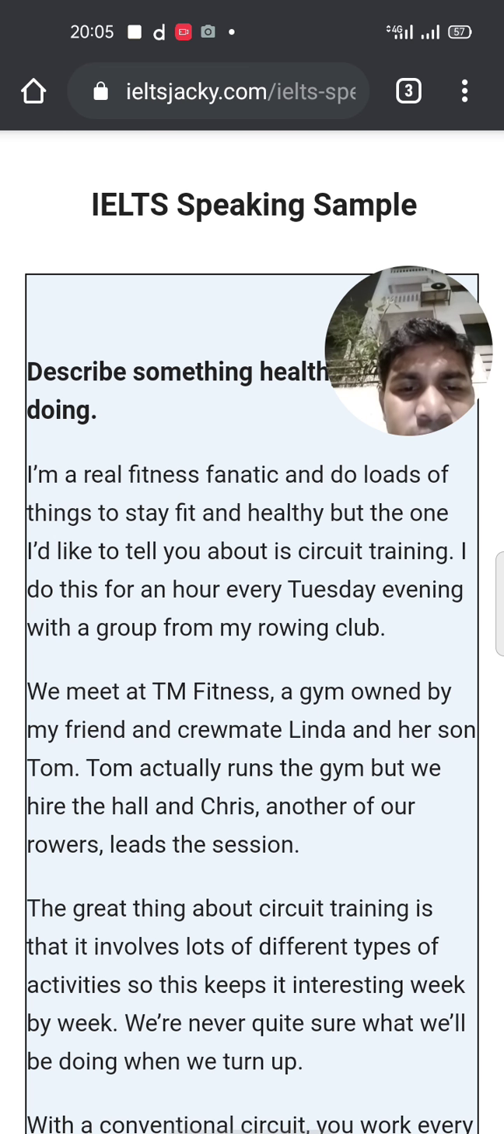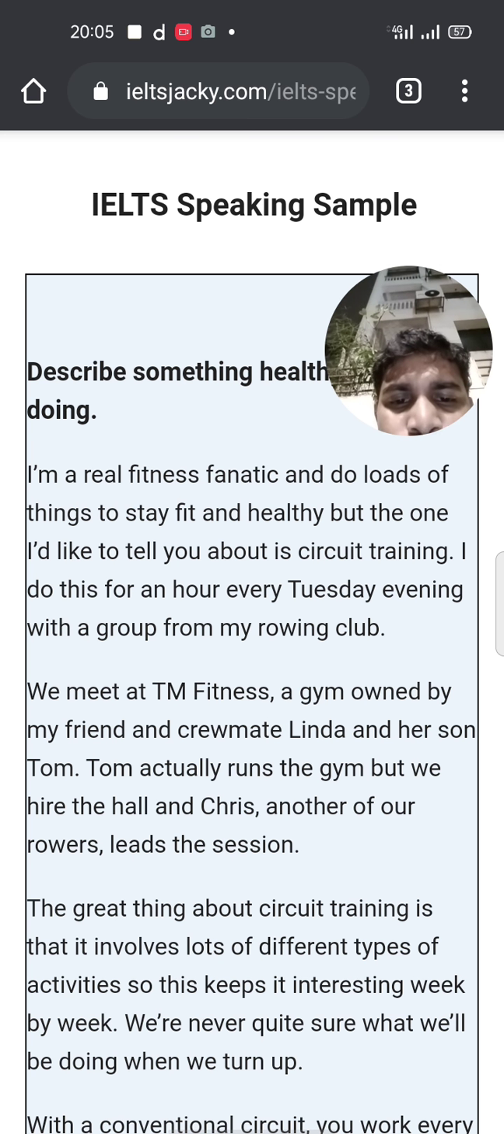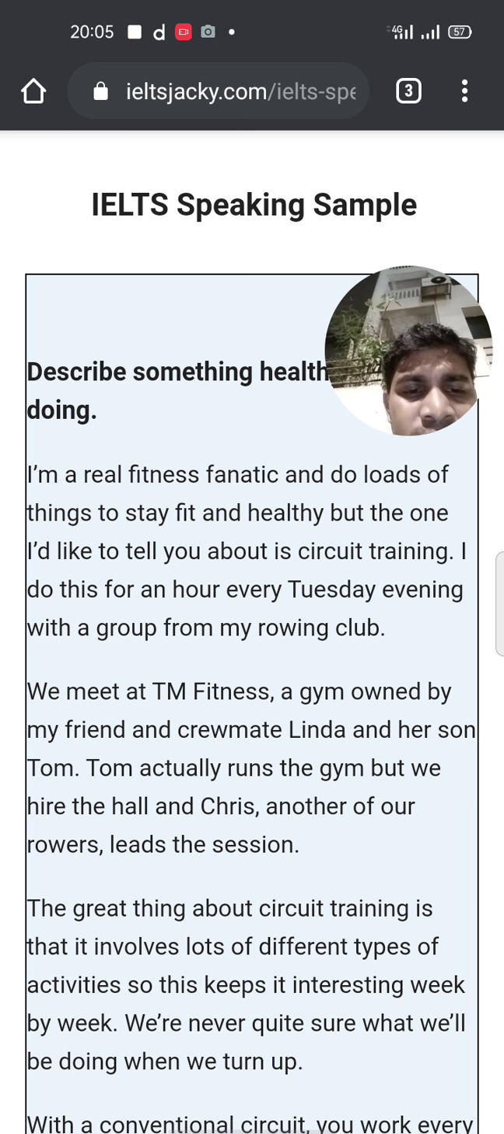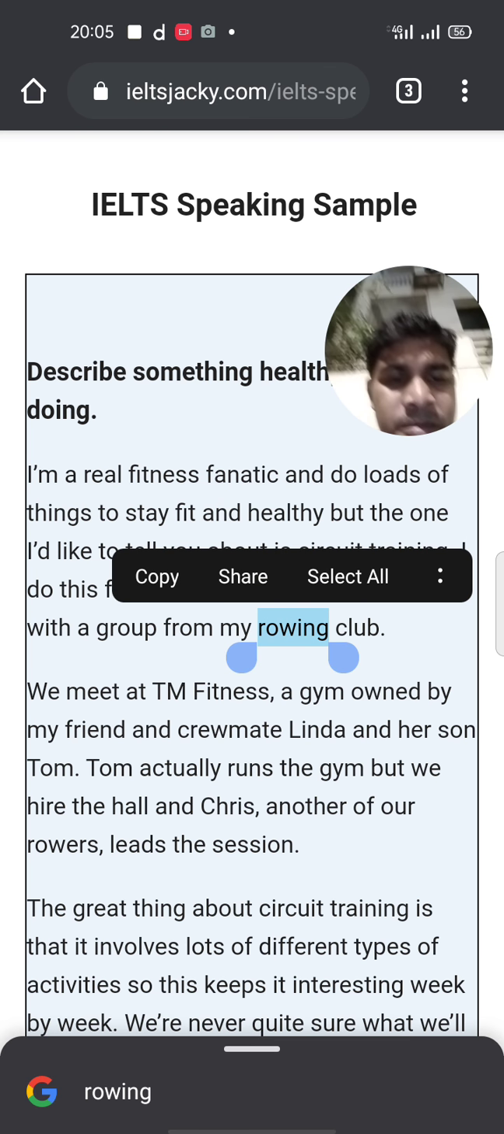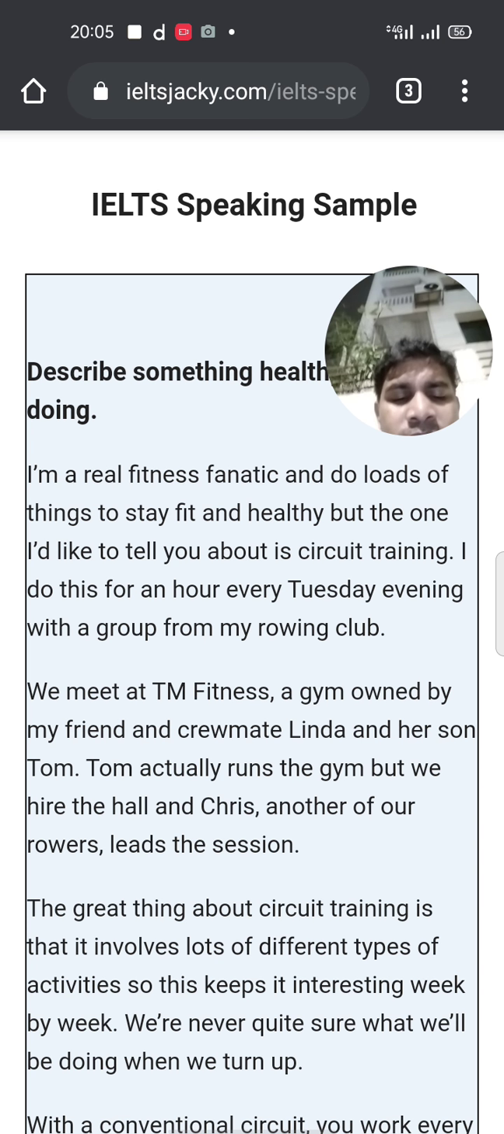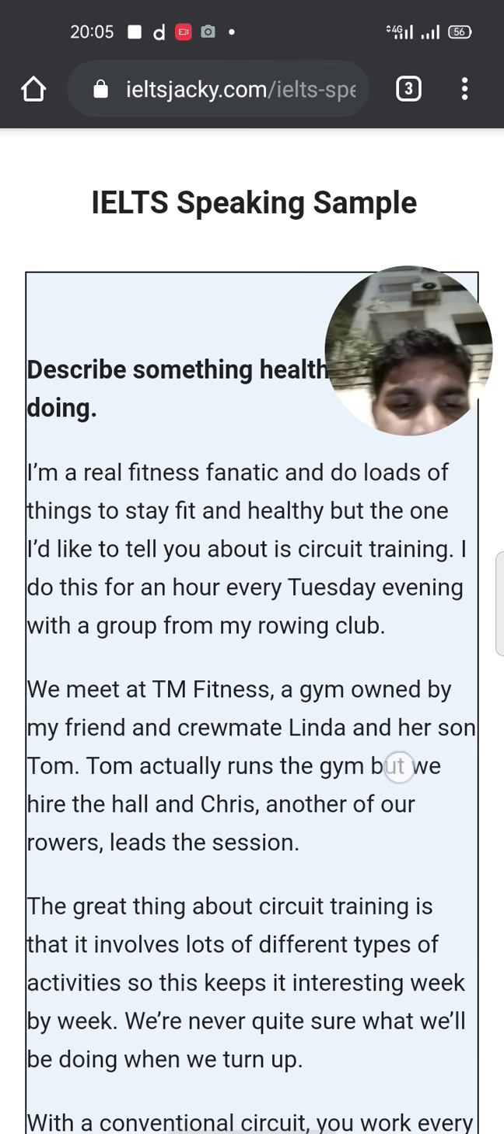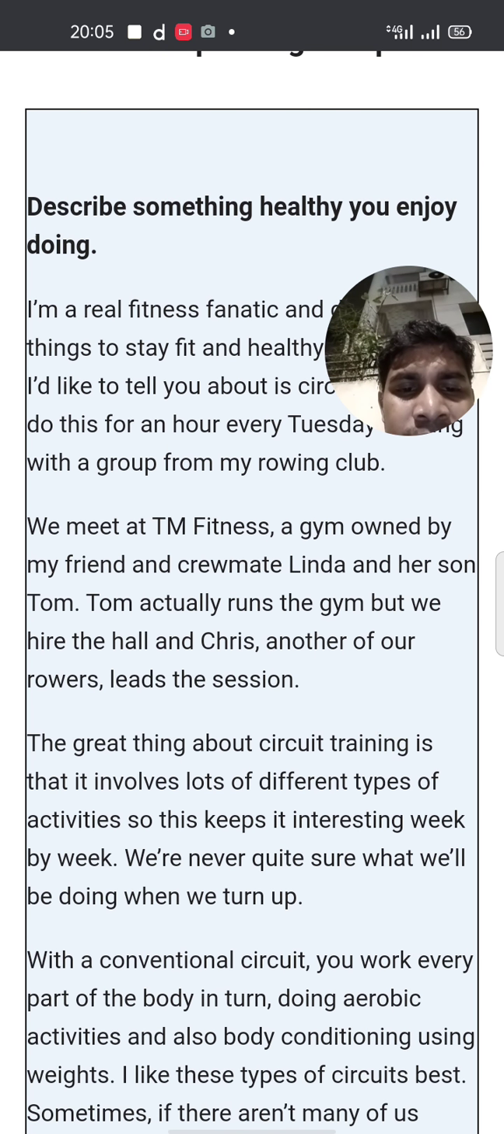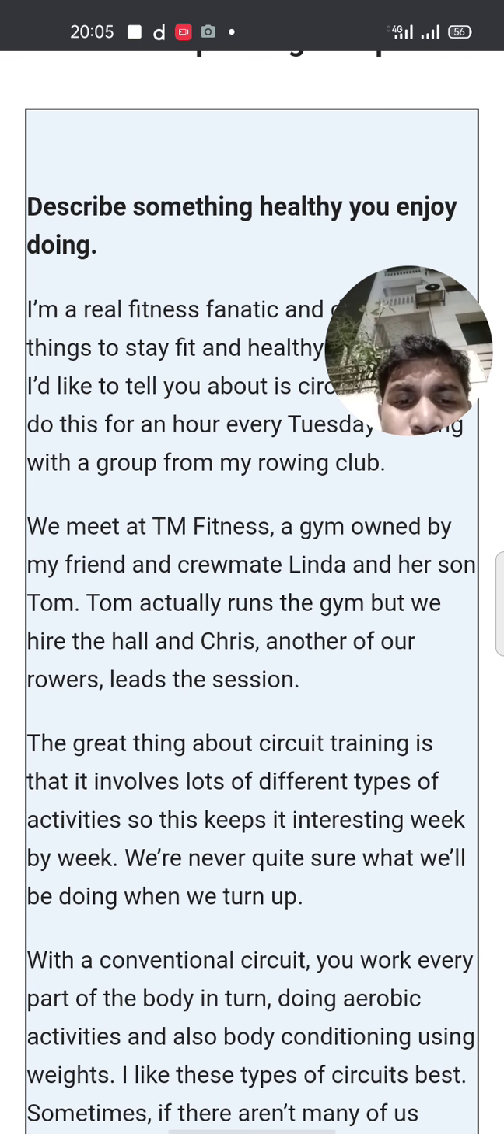The one I would like to tell you about is circuit training. I do this for an hour every Tuesday evening with a group from my rowing club. An exercise club or something like that. We meet at Team Fitness, a gym owned by my friend and crewmate Linda and her son Tom. Tom actually runs the gym, but we hire the hall and another of our rowers leads the lesson.